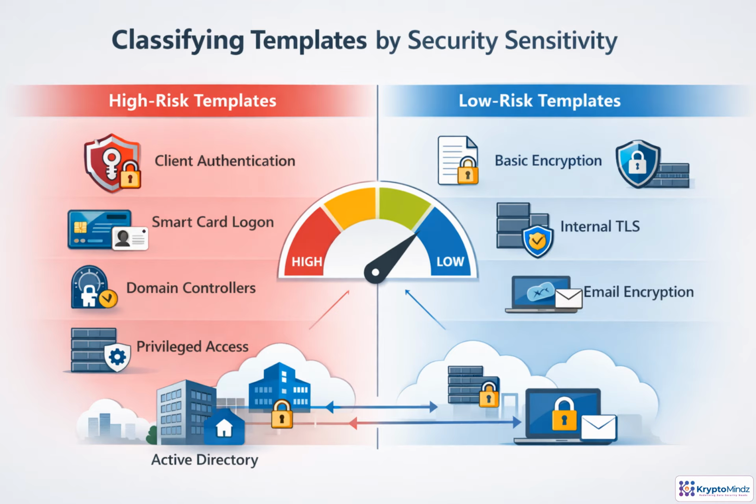When you evaluate certificate templates, think about impact if they're abused. Anything that lets a user or machine authenticate to Active Directory, log on with smart cards, act as a domain controller, or run privileged services is high risk. Compromise those, and an attacker can move laterally or take full domain control. By contrast, templates used mainly for basic encryption or internal TLS usually carry lower risk. Use this classification to decide which templates need immediate, strict security review.